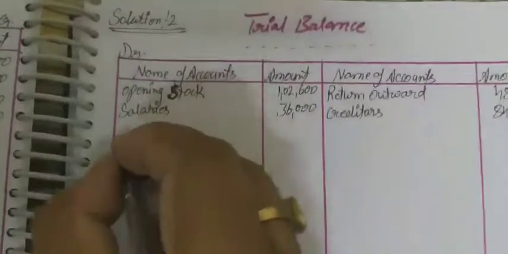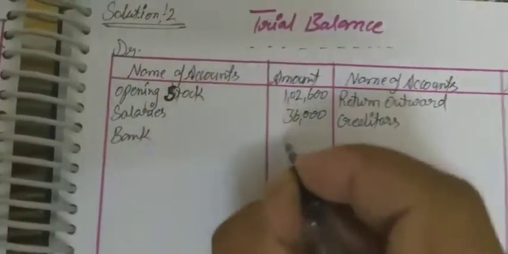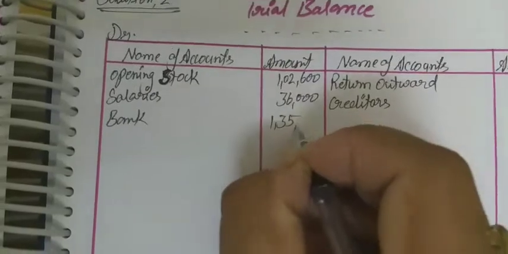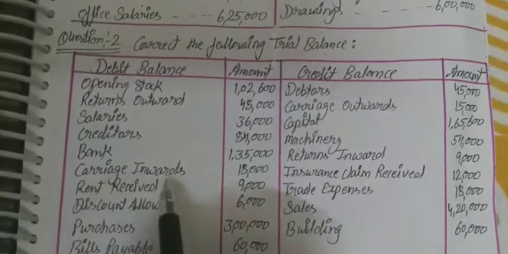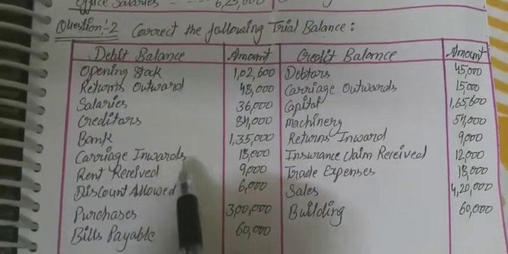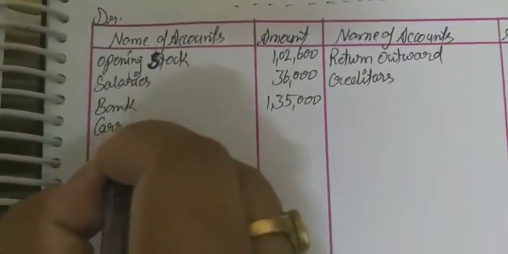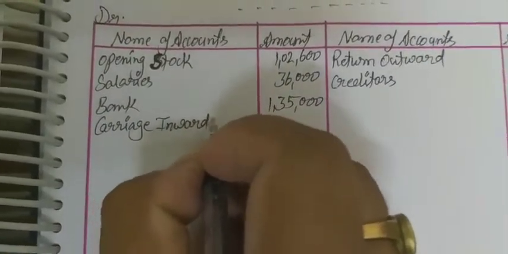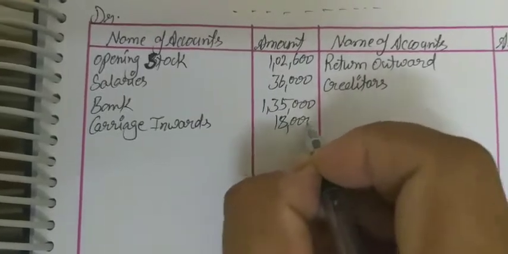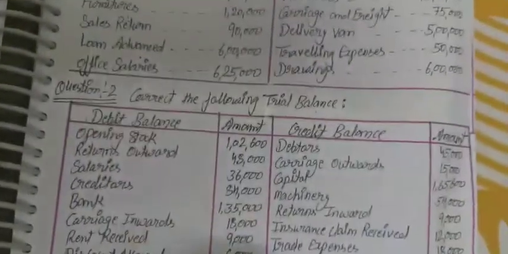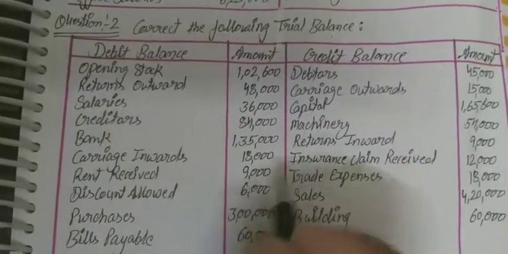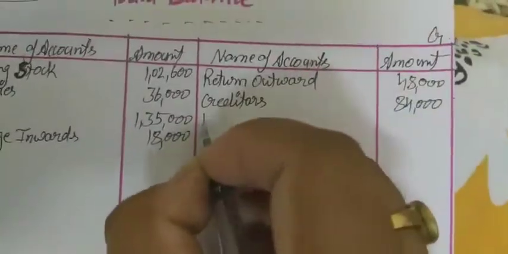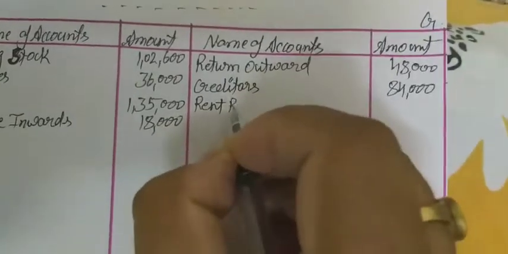Bank 1,35,000 is a debit balance because it is an asset. 1,35,000. Next one is carriage inwards expenses. It is a direct expense for the business, 18,000. So it will show as a debit balance, carriage inwards 18,000 rupees. Next one is rent received 9,000. It is income for the business and income will show on the credit side.